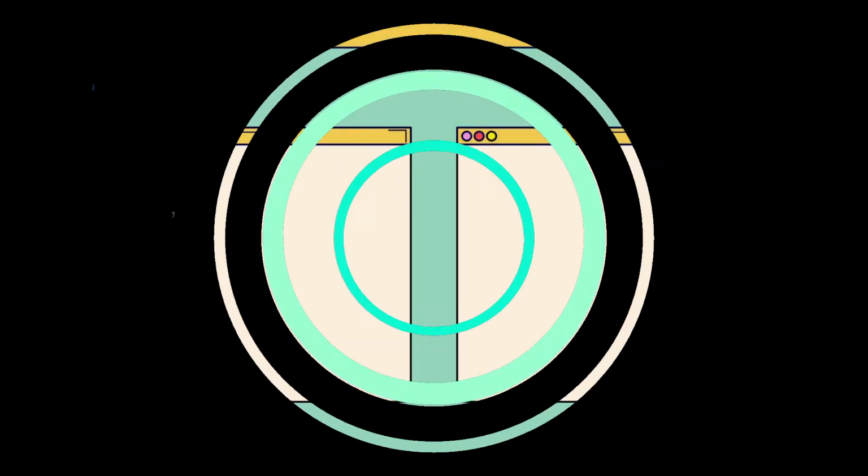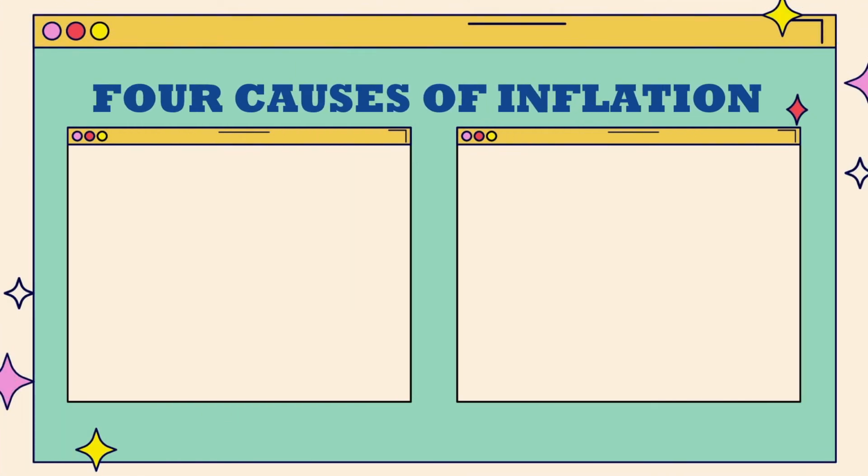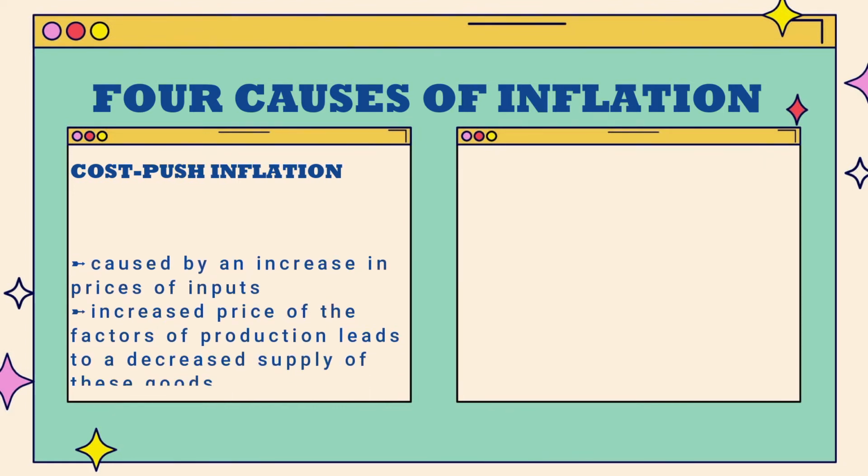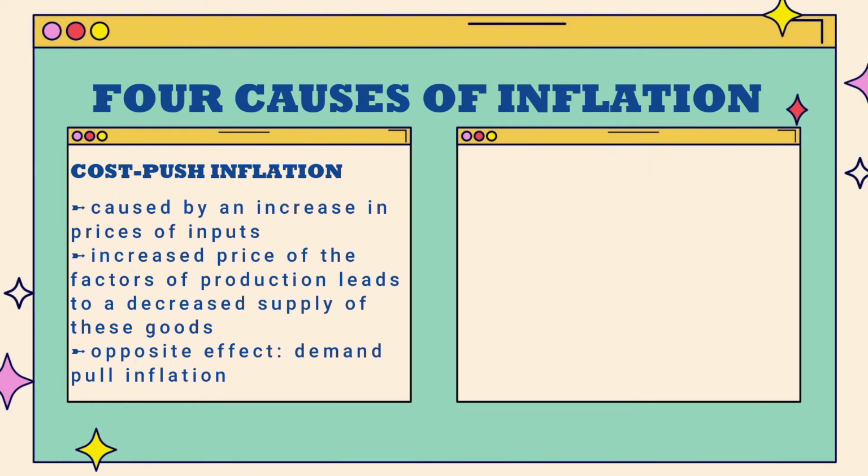Alright, now that you know what inflation is, what is the cause of it? Don't worry, because I will answer this question. There are four causes of inflation. The first is called cost-push inflation. This type of inflation is caused by an increase in the price of inputs like labor, raw material, etc. The increased price of the factors of production leads to a decreased supply of these goods.